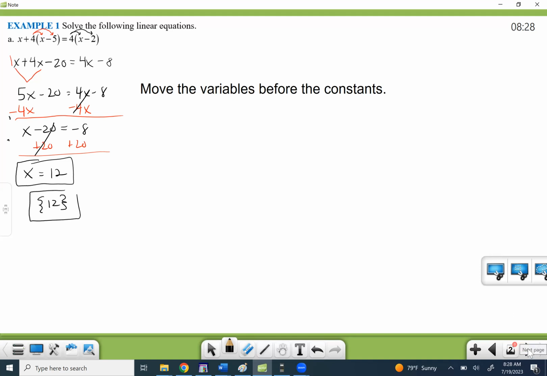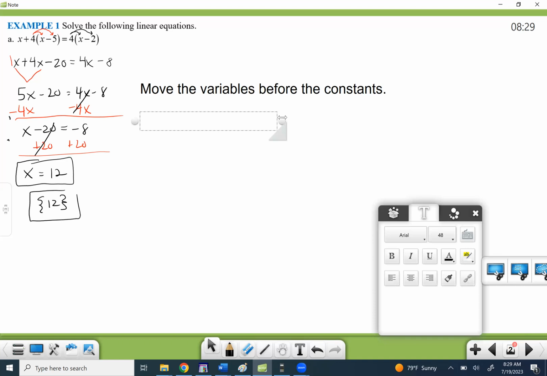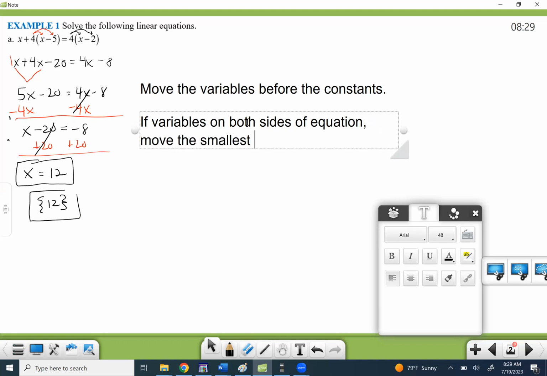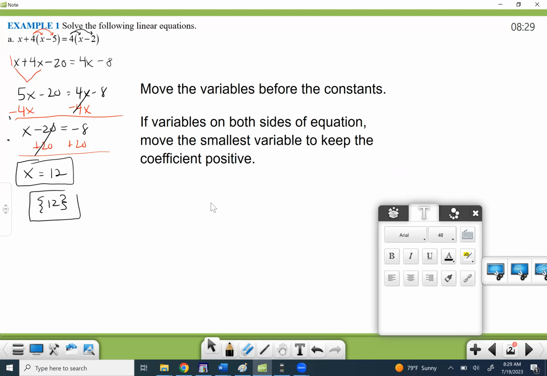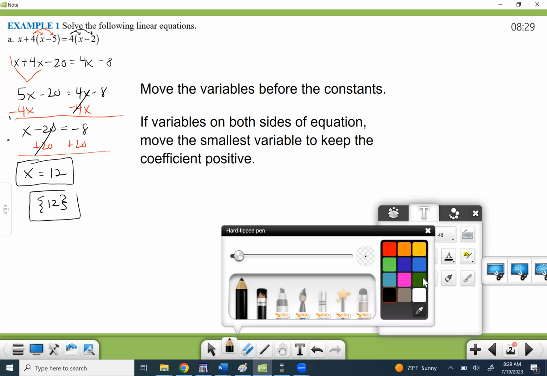You said move the smallest. Maybe I should actually type that in here, so if you're going to continue to work with me, you'll know the plan of attack. So if variables on both sides of the equation, move the smallest variable to keep the terms positive, to keep the coefficient positive. There we go. Okay. And I will just draw a little arrow, you guys, to this step right here.